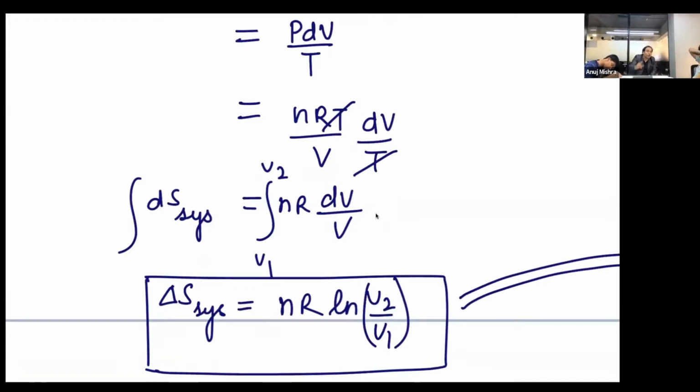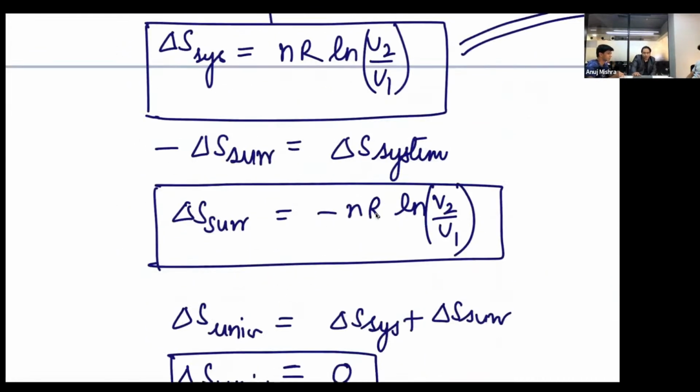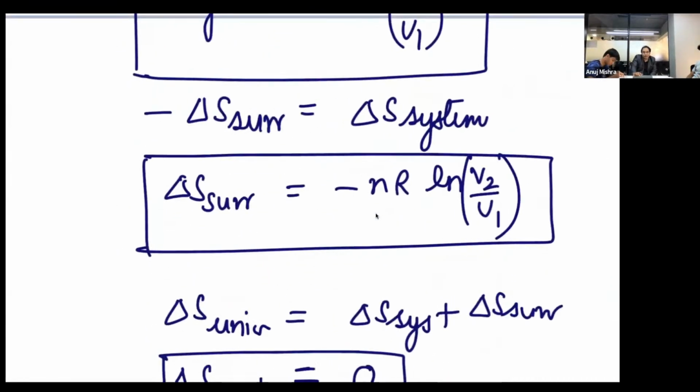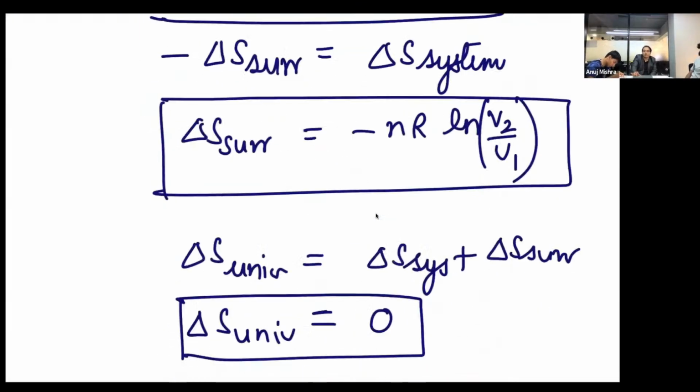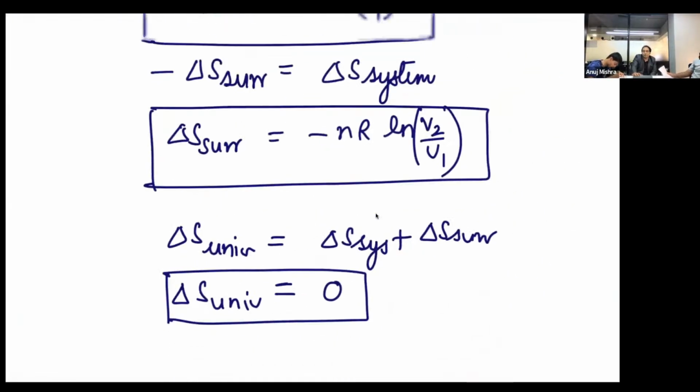Direct formula is valid. If you see the Q value, it was nRT ln V2 by V1. Check your answer because that was T times that number, right? Now see the next part. Delta S surrounding was minus delta S system, delta S surrounding is minus nR ln V2 by V1. Delta S universe comes 0.